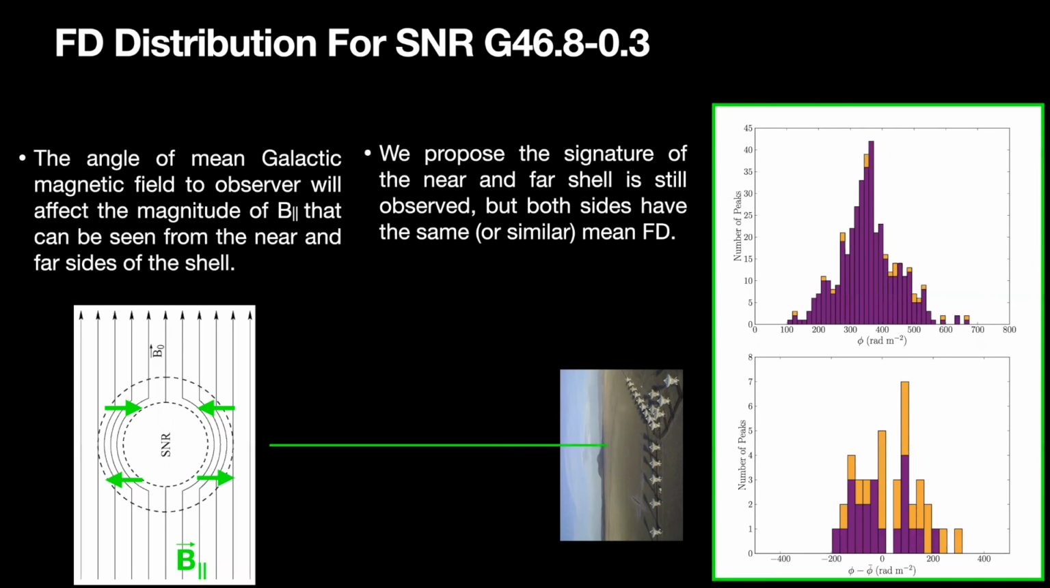So we propose that this type of structure is not unique to just one supernova remnant. The Faraday depth distribution for G46.8 also has a similar shape, but from a different angle of the large-scale magnetic field, we see a broad and a narrow peak to have the same or a similar Faraday depth.